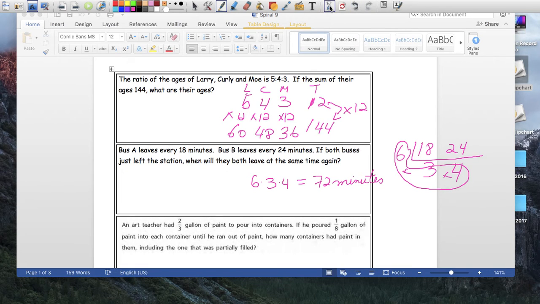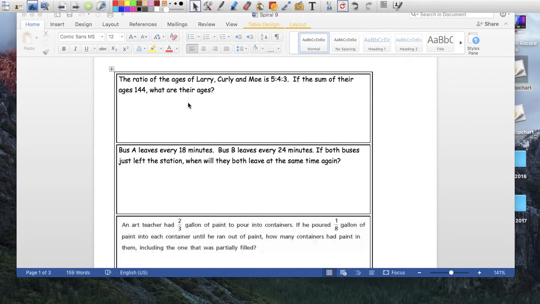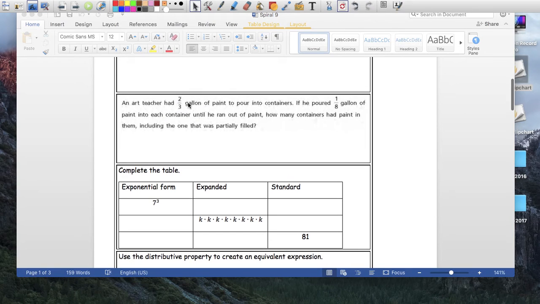An art teacher uses 2/3 of a gallon of paint to pour into containers. Okay, so that's how much he has. If he poured 1/8 of a gallon of paint in each container until he ran out of paint, how many containers had paint in them, including the one that was partially filled? So the idea here is, let's assume this is a full gallon, but he doesn't have a full gallon. He has 2/3. So I'm going to shade in what he has.